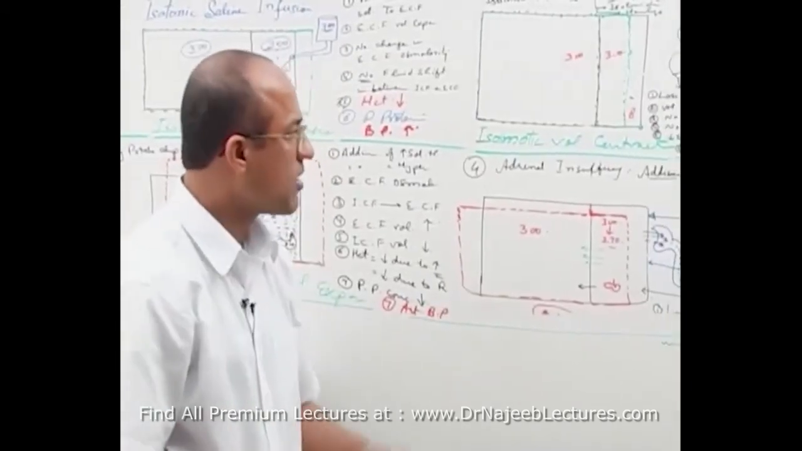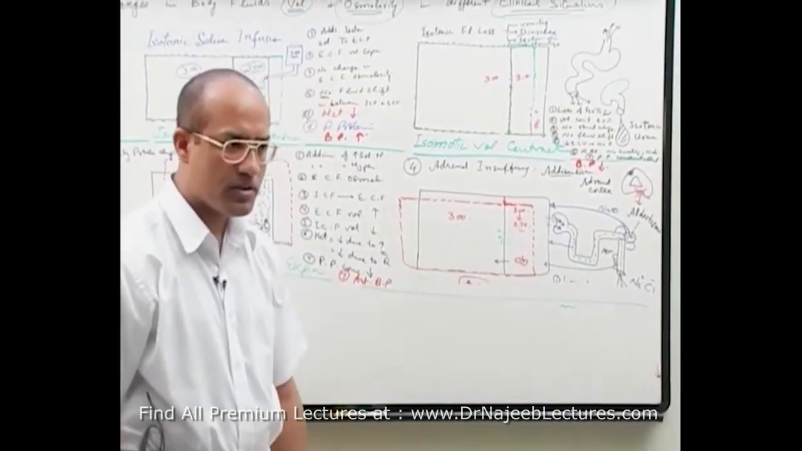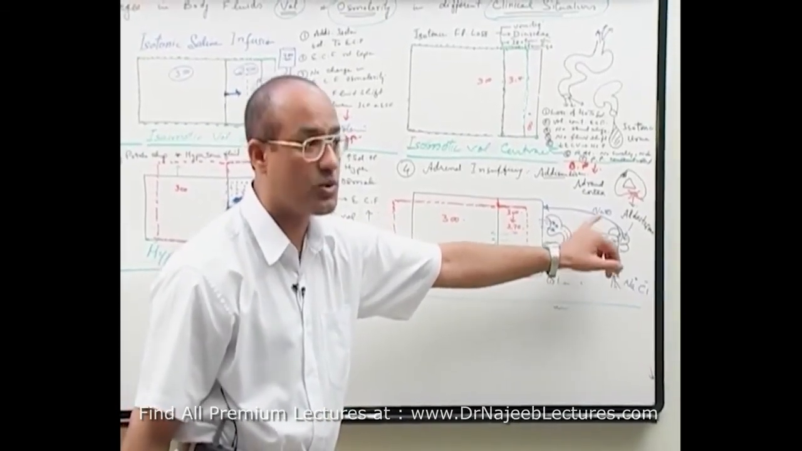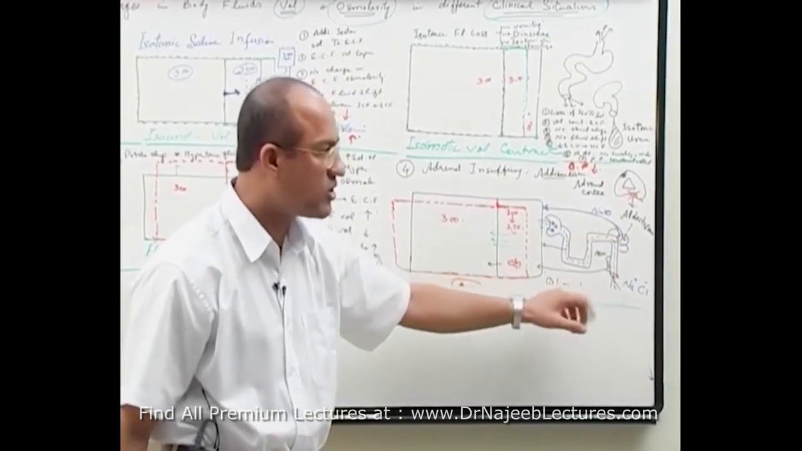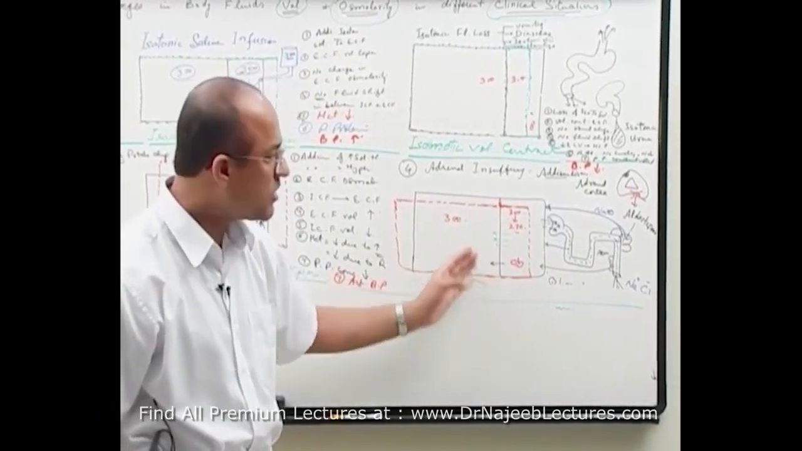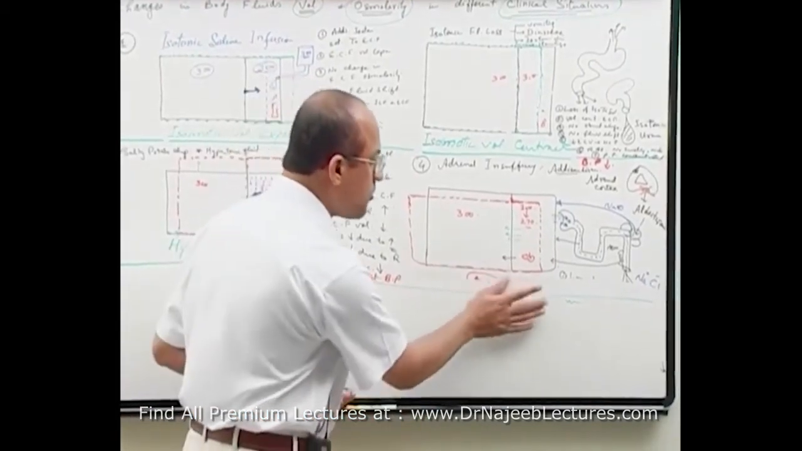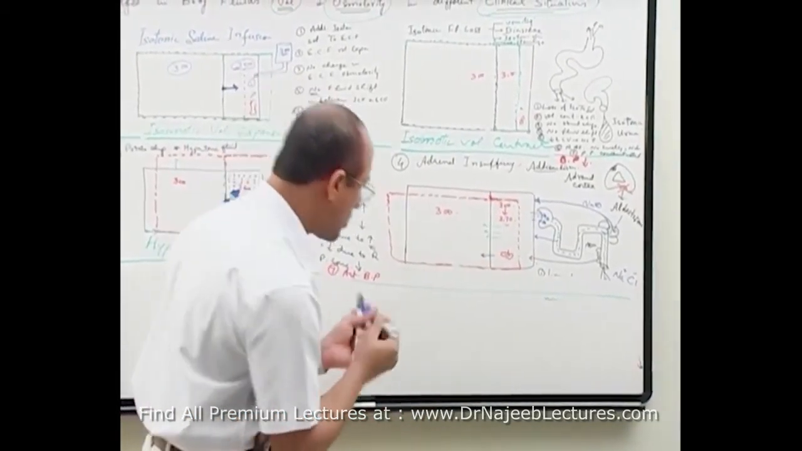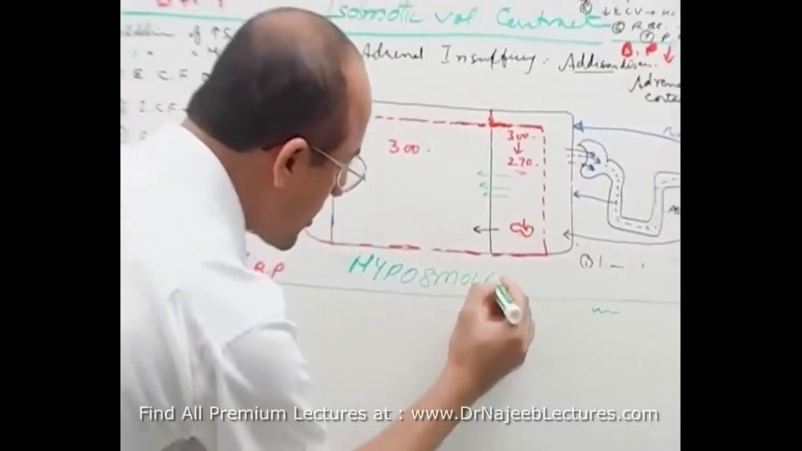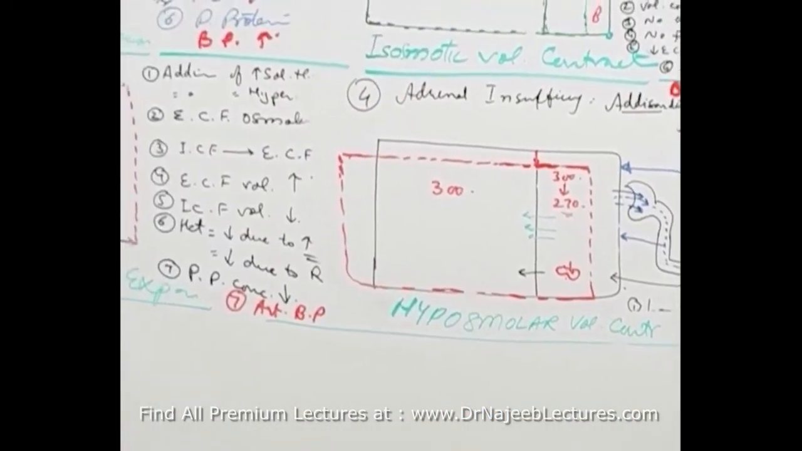And in that particular condition, where there is adrenal cortical insufficiency, there is deficiency of aldosterone. And when there is deficiency of aldosterone, sodium and chloride cannot be retained well. So there is excessive loss of sodium and chloride, a net loss of solute from extracellular fluid. So extracellular fluid becomes hypoosmolar, and fluid shifts from the extracellular compartment to the intracellular compartment, and this must be called hypoosmolar volume contraction. So we should write here, hypoosmolar volume contraction, right?